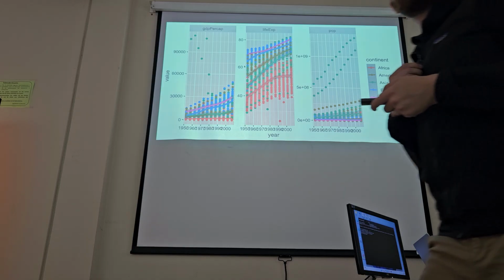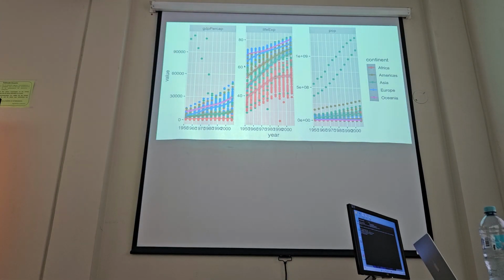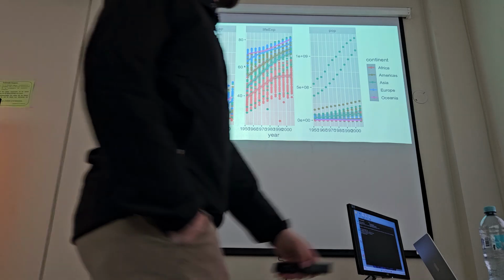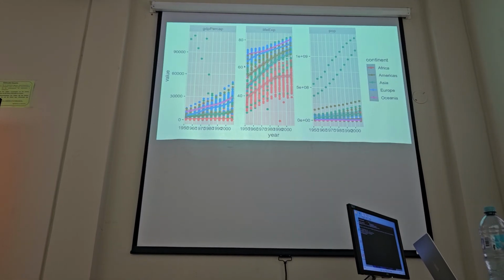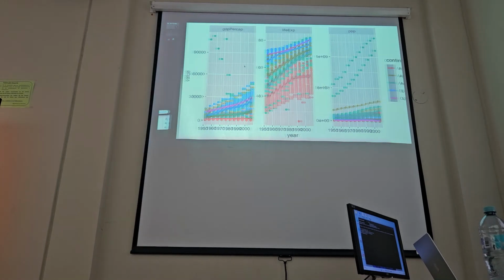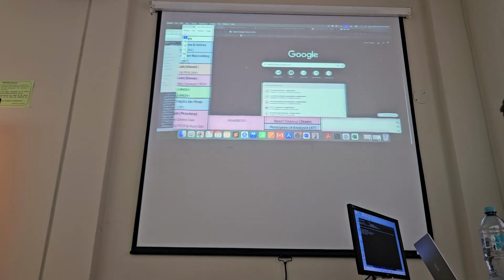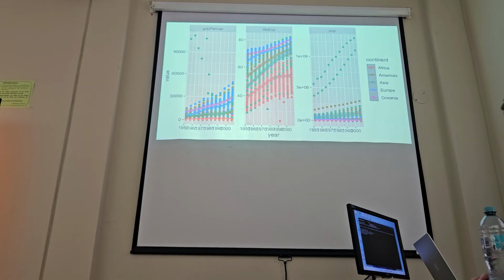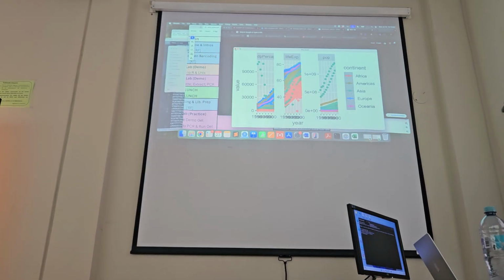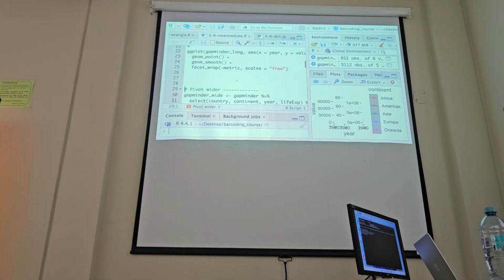If your data wasn't in that long format, you couldn't make a plot like this. Also, I used a command that made the scale of the y-axis different for every graph. So this one goes up to 90,000, this one goes up to 80, this one goes up to hundreds of millions. So that's why you can pivot the data. Okay, go back to lecture.